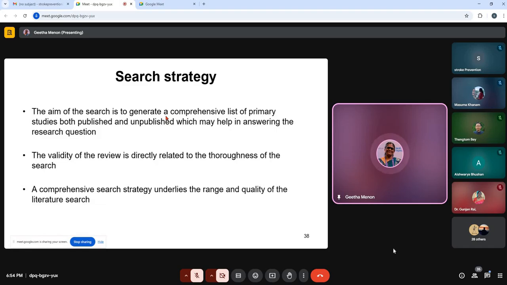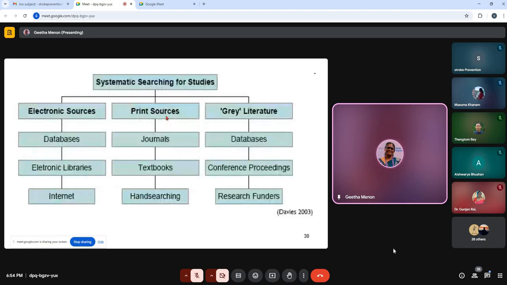As you all know, a systematic review has to be as comprehensive as possible, and therefore a comprehensive search strategy has to be adopted. There are various mechanisms of systematically searching primary studies. You can use electronic data sources like PubMed and Medline, and print data sources like journals, textbooks, and hand searching. And in systematic reviews, when we are using gray literature, there are databases through which gray literature is published. There are conference proceedings available which can be utilized for systematically searching the studies.